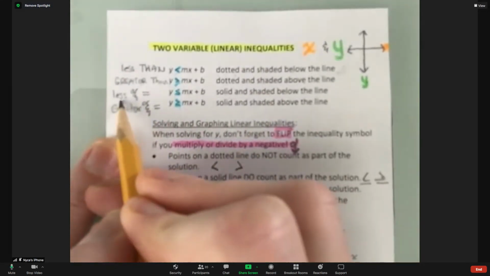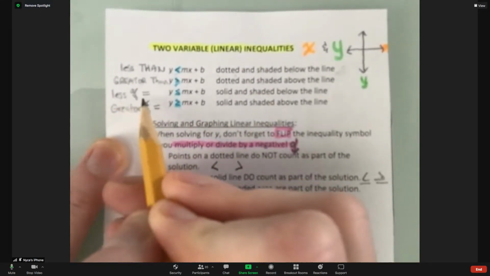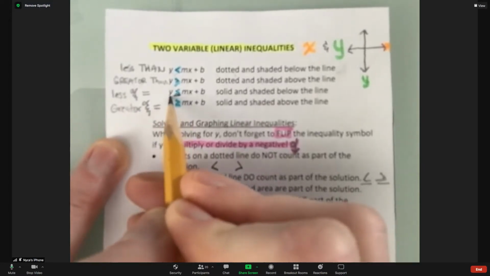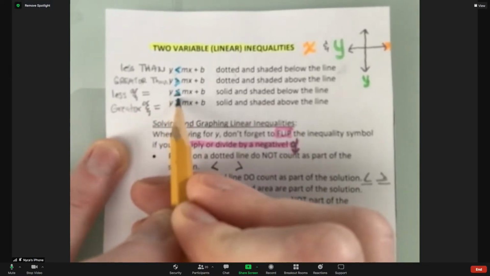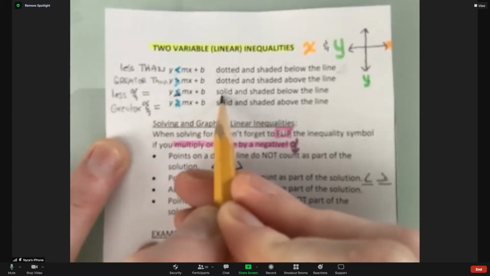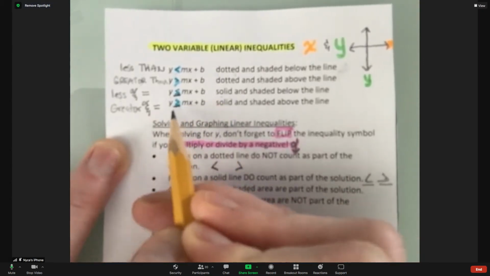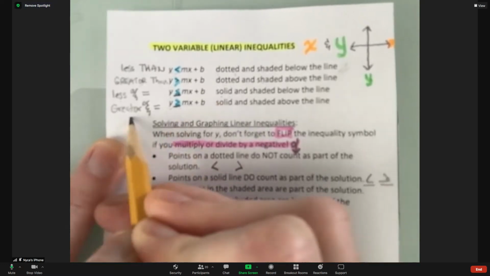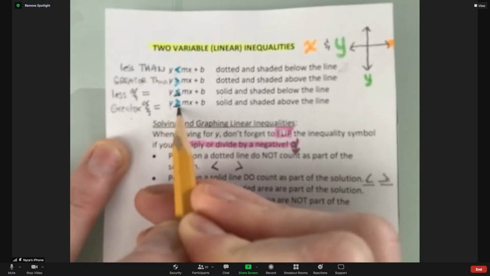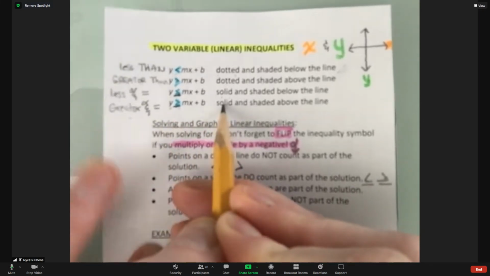If you see less than or equal to, so it has the little line under it, y is less than, so you're shading below. And since it can be equal to, which means the ordered pairs on the graph line do work, it's a solid line. This one here, y is greater than or equal to. That means you're shading above, and since it's equal to, it's a solid line.